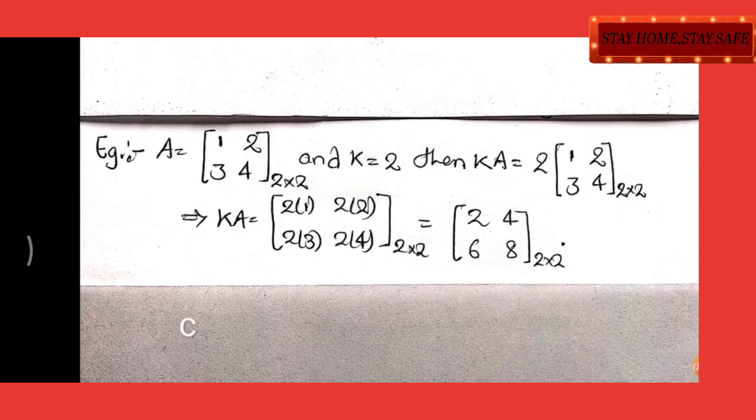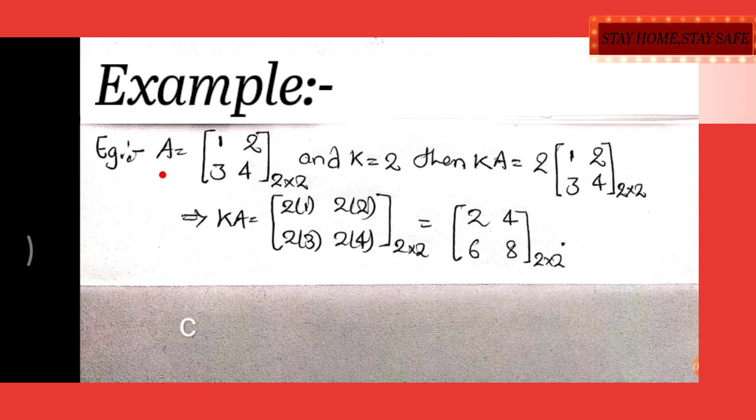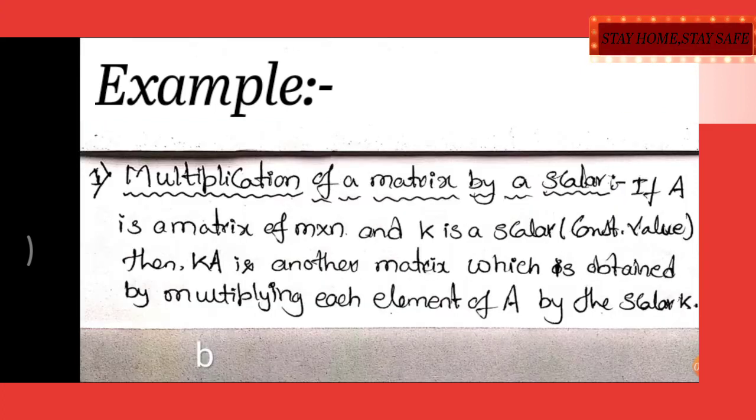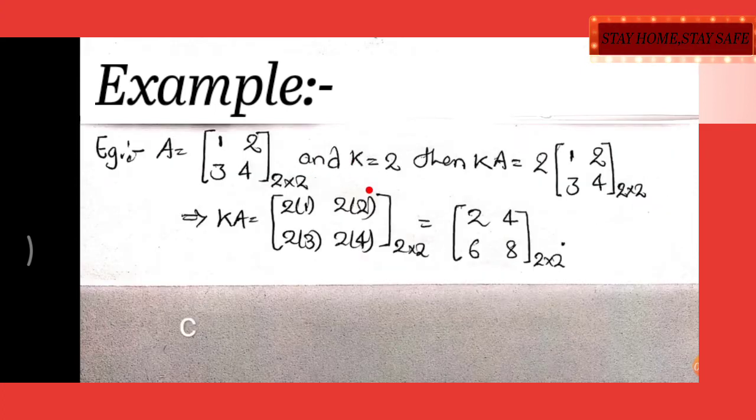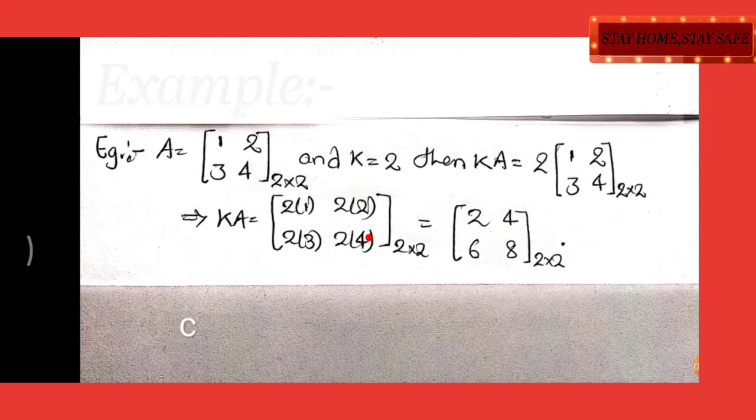As in the example we can see, we have a matrix A with the elements 1, 2, 3, 4 and order 2 by 2, and the scalar k value is 2, so we can get kA. kA means we need to multiply 2 into that given matrix. So kA is equal to 2 into 1, 2 into 2, 2 into 3 and 2 into 4. Why are we doing so?